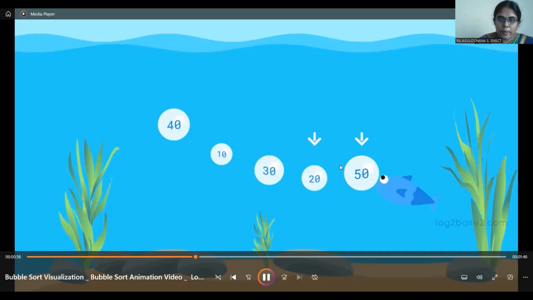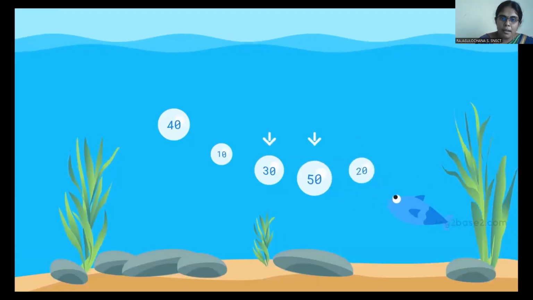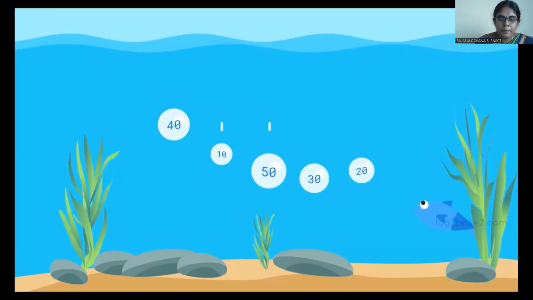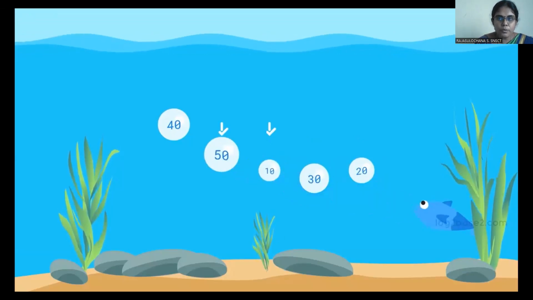So now compare 50 and 20. 50 is greater than 20. So 50 is moved to the first position. Now compare 50 and 30. Again 50 is greater than 30. So it is moved to the first position. Compare 50 and 10. Again 50 is greater than 10. So 50 is moved to the first position.